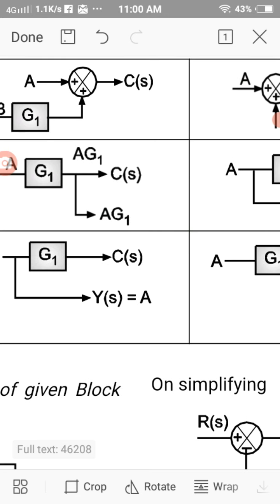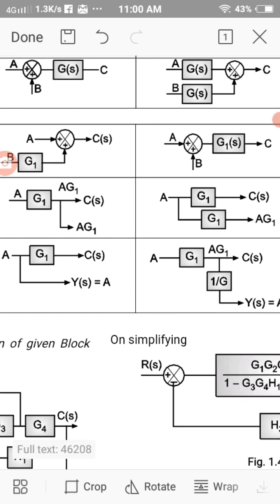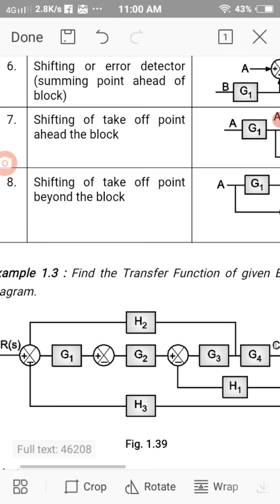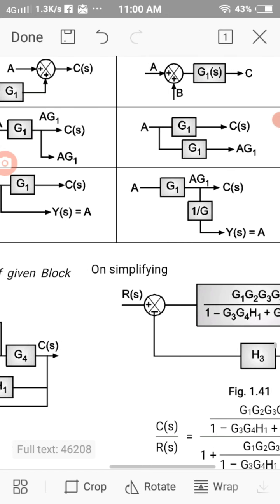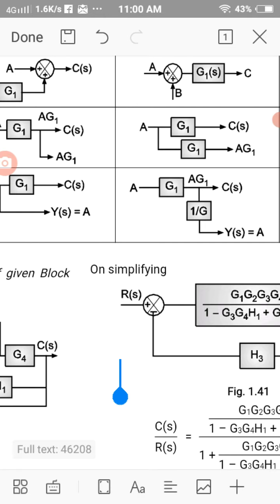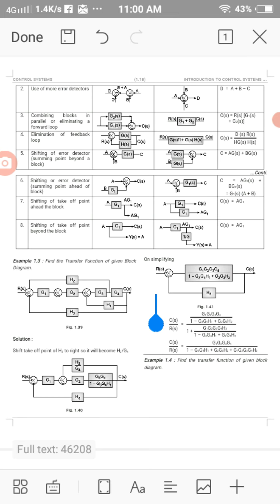So A into G1, if I separate it before, then A into G1. So see this, you will find if I take it ahead of the block, then A into G1 will be there. Shifting the takeoff point beyond the block, then 1 upon G should be there. So this way we will reduce the block.